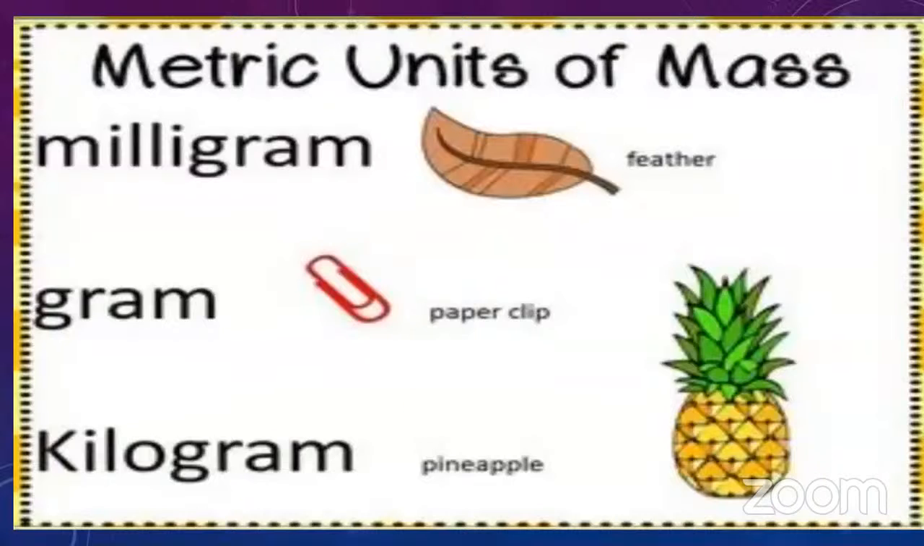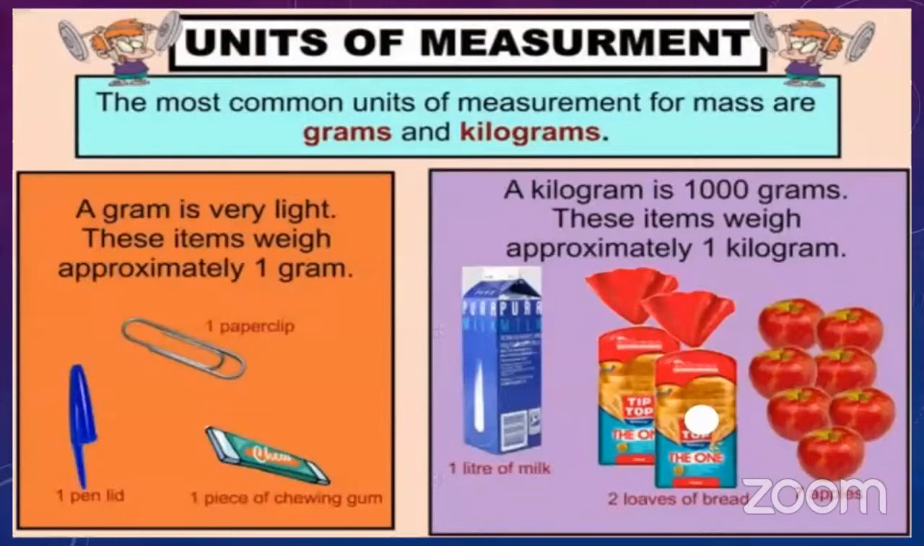Now let us understand this better. Units of measurement. What is written here? The most common units of measurement for mass are grams and kilograms. The things which are measured in grams are given here, and the things which are weighed in kilograms are given over here. A gram is very light. When you hold this pen lead or this chewing gum piece, you will not think that it has a weight, because it is very light, but it has weight.